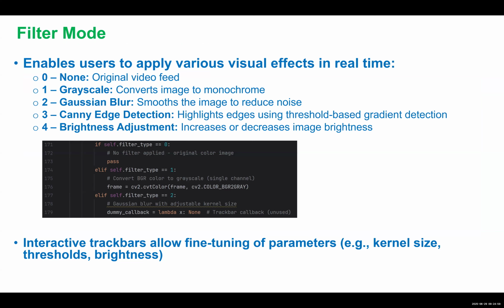Filter mode enables the user to apply various visual effects in real time. 0, none: the original video feed. 1, grayscale: convert the image to monochromatic. 2, Gaussian blur: smooth the image to reduce noise. 3, Canny edge detection: highlight edges using Canny edge detection. 4, brightness adjustment: increase or decrease image brightness. Interactive trackbars allow fine-tuning of parameters.